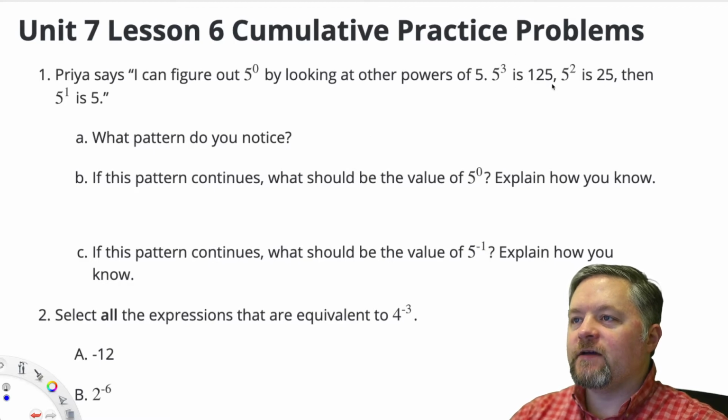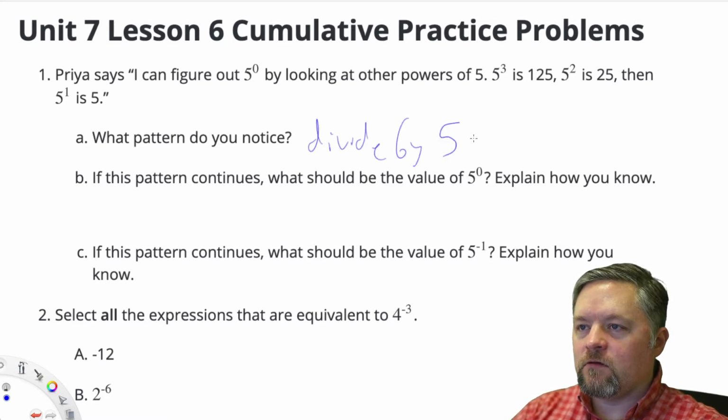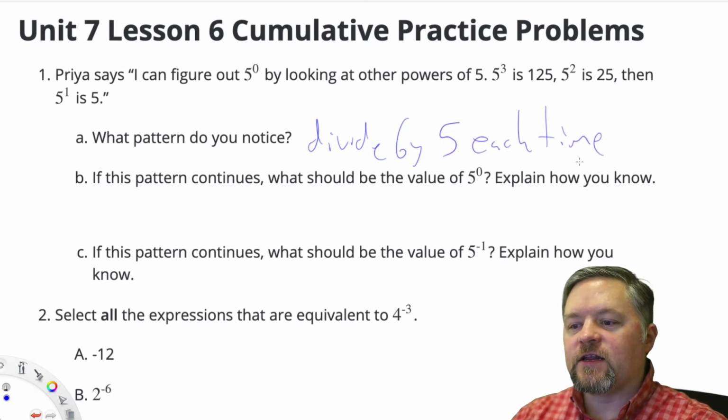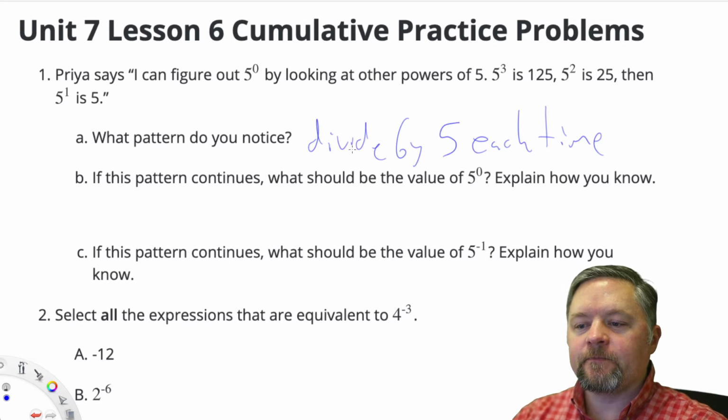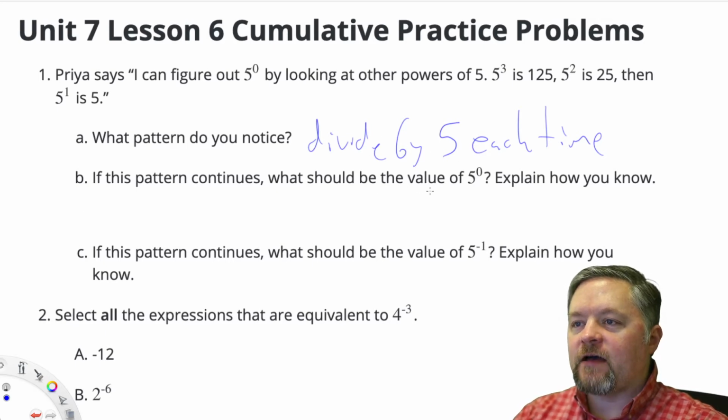Well, 125 divided by 5 is 25. 25 divided by 5 is 5. So it's divided by 5 each time. If the pattern continues, what should be the value of 5 to the power of 0?